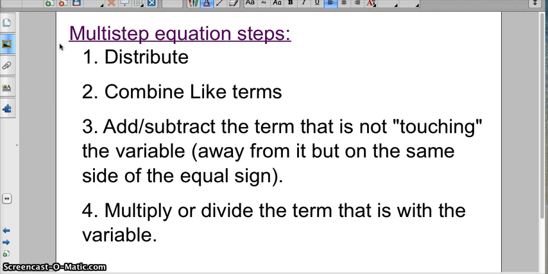We will distribute and then combine like terms, then add or subtract the term that is not touching the variable. In other words, it's away from the variable but on the same side of the equal sign. And multiply or divide the term that is with the variable.